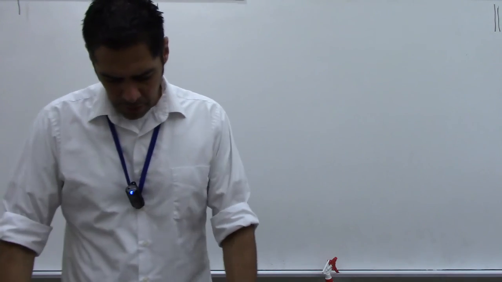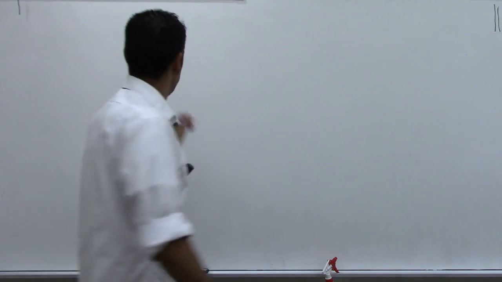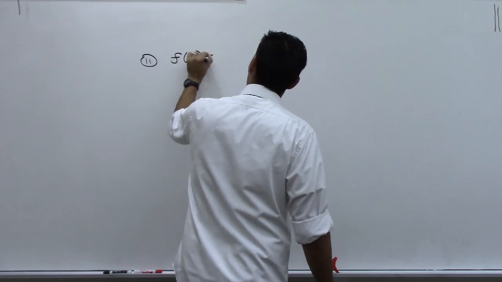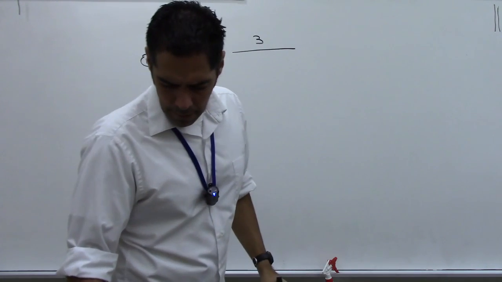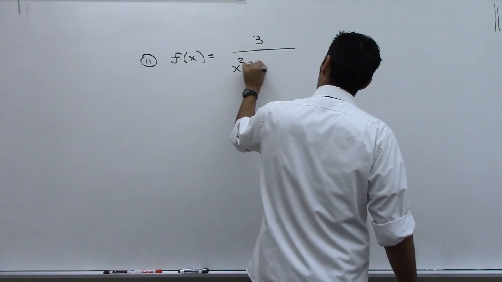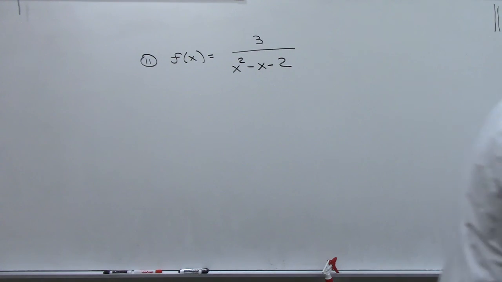All right. Express the function as a power series. So 11. f of x is 3 over x squared minus x minus 2. But they tell you in the problem to use partial fractions, so that's a hint. Not sure I would give you that hint on a test, but let me take you through.